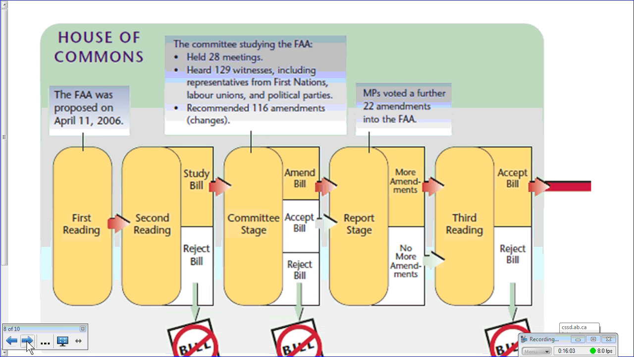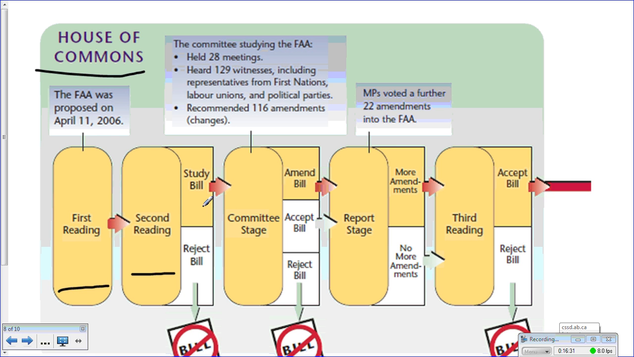And finally, this is how a bill is passed. Like I said before, if a bill was introduced in the House of Commons, there is a first reading and a second reading. Usually the first and the second reading happen right away, and they vote on them right now. So is this a bill that we want to continue to debate and study, or is this a bill that shouldn't be in the House of Commons, and this is a waste of our time?